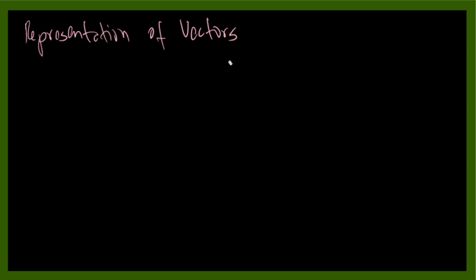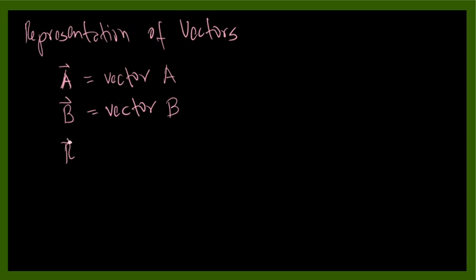Okay, so next we will go to representation of vectors. Okay, so how we represent vectors. If you are going to write a vector, a vector is usually represented by a capital letter and a half arrow on the upper side of the letter. So we will name this one as vector A. So if we have another capital letter here, this will be vector B.